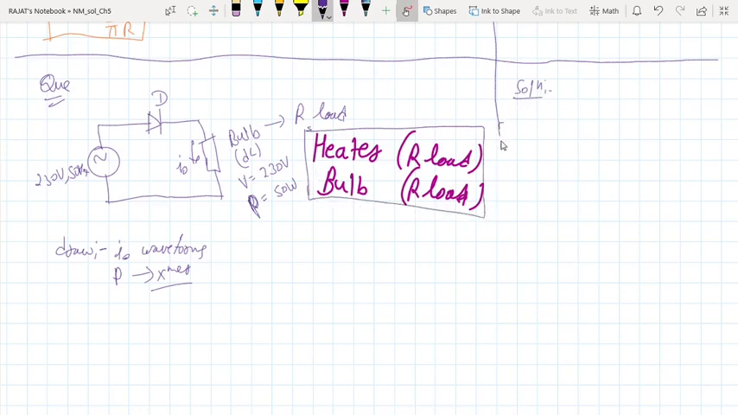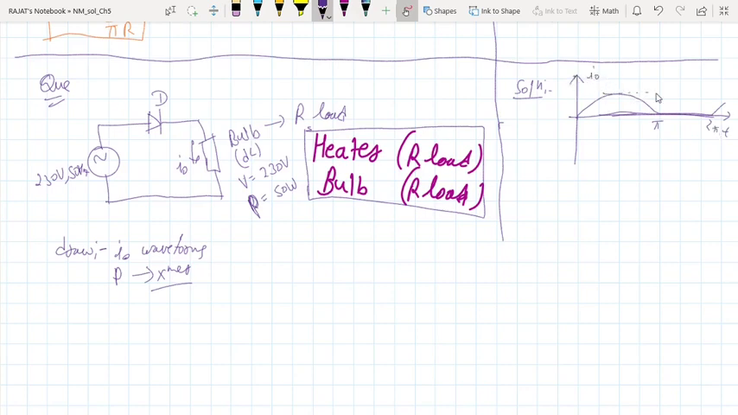To solve this problem, we can directly draw the output waveform, because we now know this is an R load. So in the R load we know the output current waveform looks like this, with time, and this is pi, this is 2 pi. This is the current waveform for I naught.